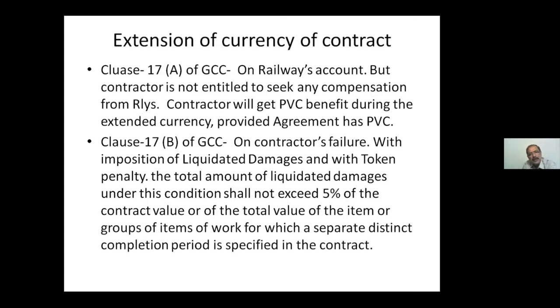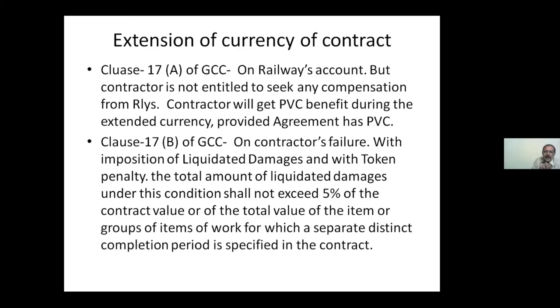Whereas in 17B, which is granted because of the contractor's failure, LD is applied. Liquidated damages means penalty for delay in completion of the work. That should not exceed 5% of the total contract value. This will be done every week. There is a percentage given, 0.2%, like that. So when your accounts people are recovering this liquidated damages, the total recovered liquidated damages should not exceed 5%.